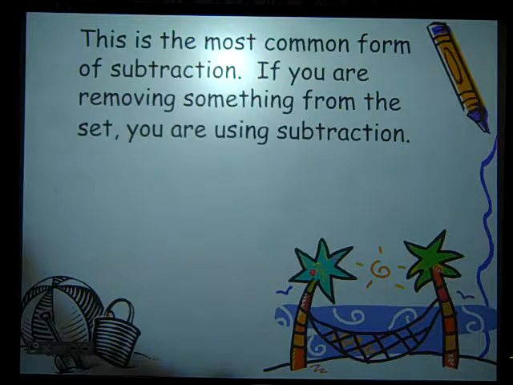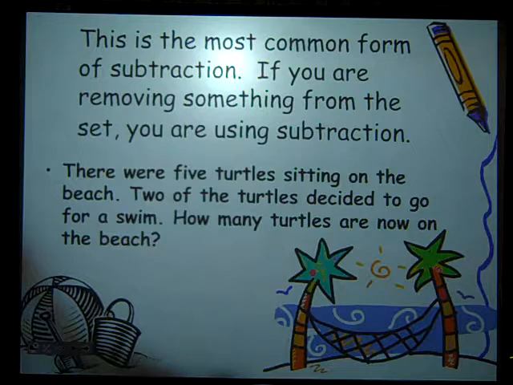So this is the most common form of subtraction. If you are removing something from the set, you are using subtraction. So let's look at this one. There were 5 turtles sitting on the beach. 2 of the turtles decided to go for a swim. How many turtles are now on that beach?